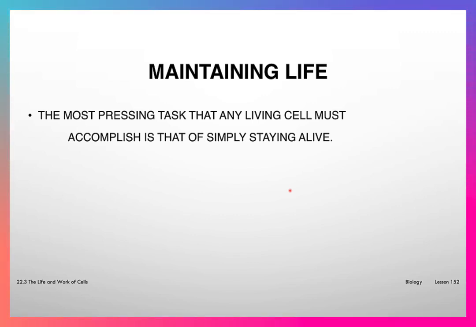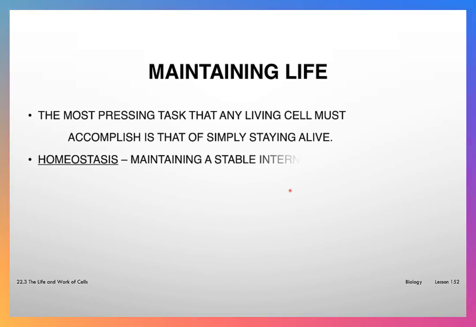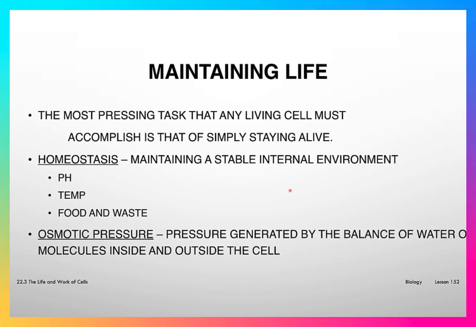Now, a cell's function primarily is to maintain its life or simply stay alive. And the way it does it is it maintains a stable internal environment known as homeostasis. And in order to do that, it has to control certain physical factors, such as pH, which is the acid content in the internal environment, the temperature, the collection of food, and the elimination of waste products. And also it has to maintain its osmotic pressure.